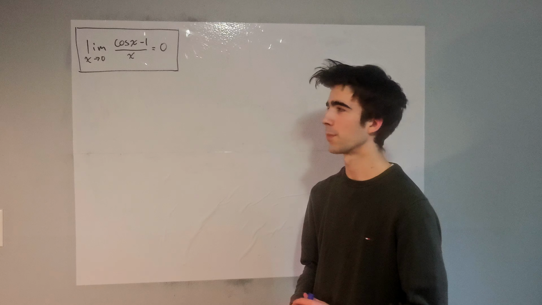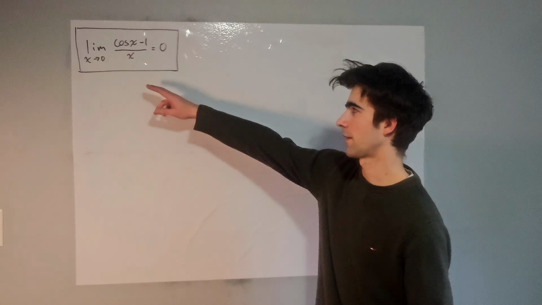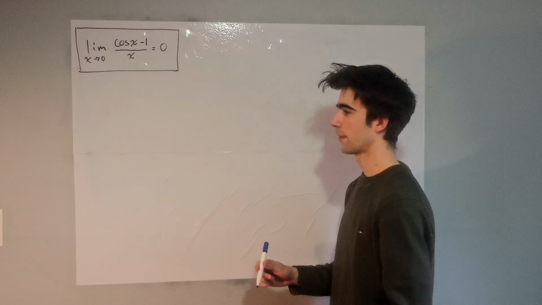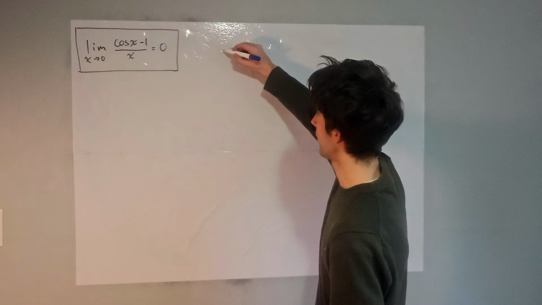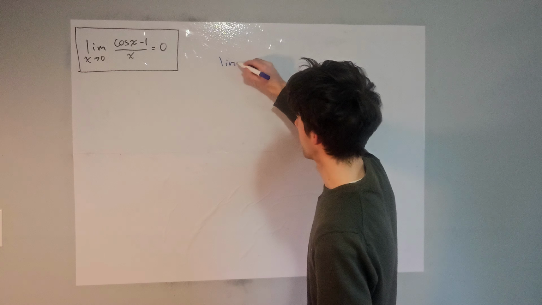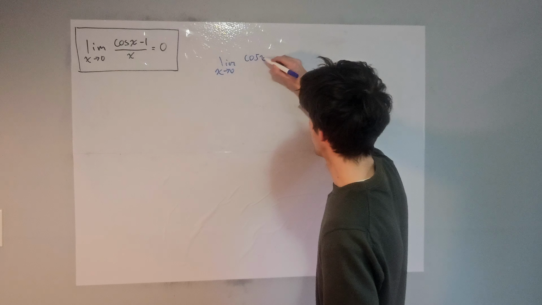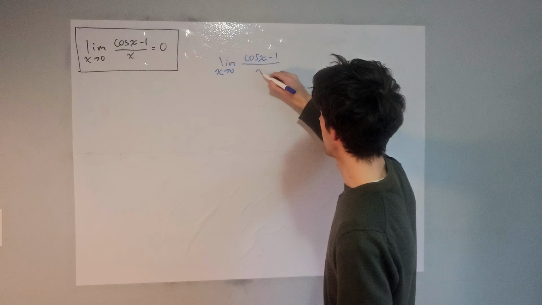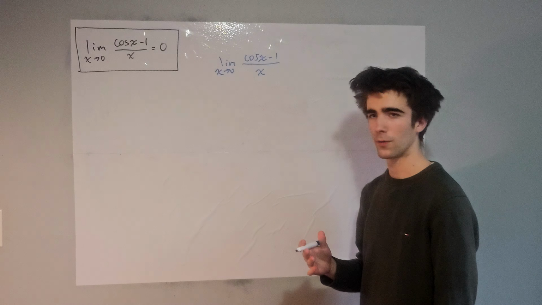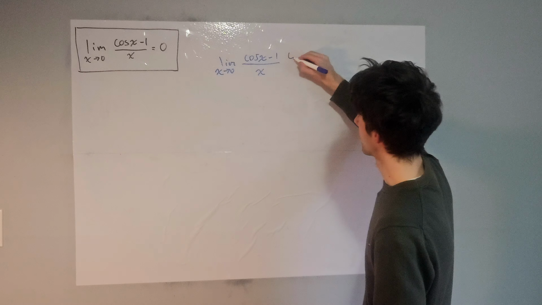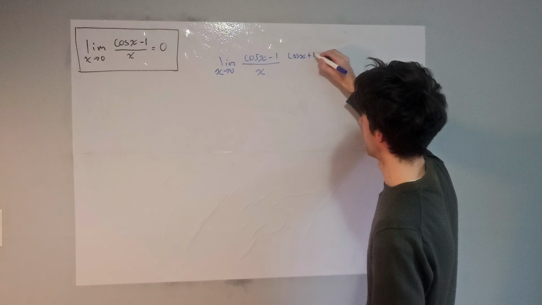Today I'd like to go over a proof of this limit here, as x approaches 0 of (cos x minus 1) over x. For this, we're going to start with the limit that we're trying to evaluate: the limit as x approaches 0 of (cos x minus 1) over x. And the first thing that we're going to do is multiply the numerator and the denominator by cos x plus 1.